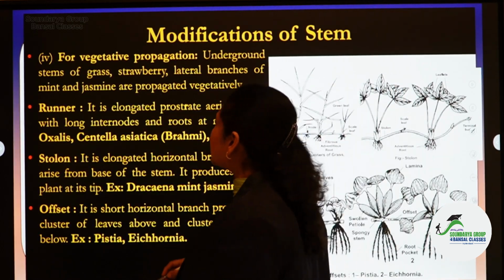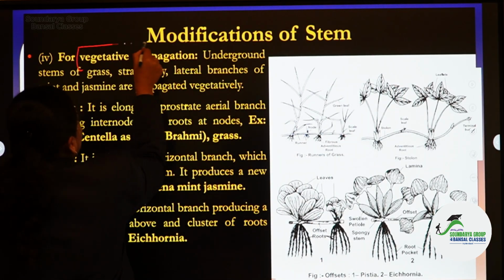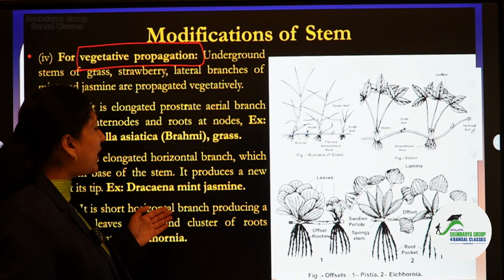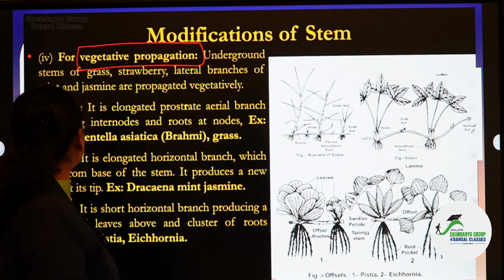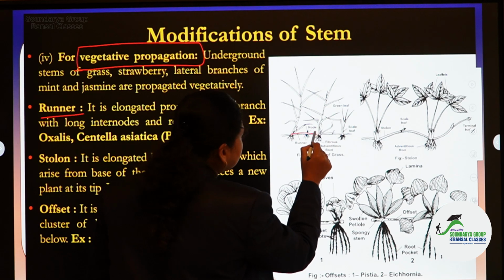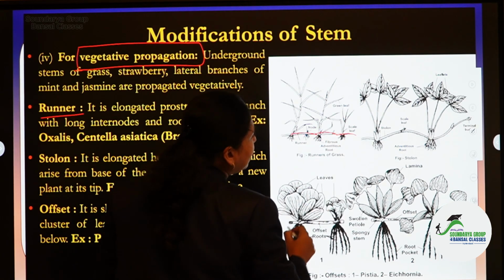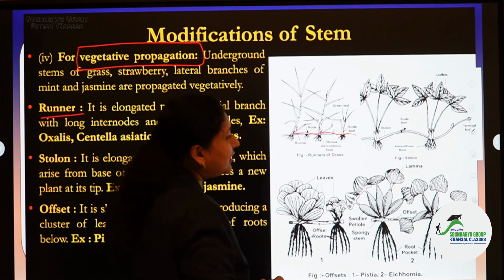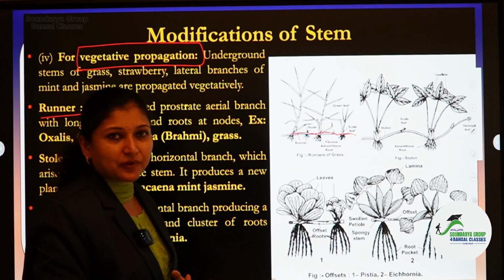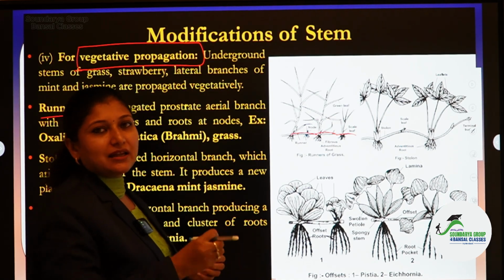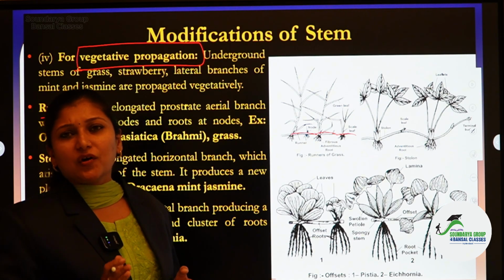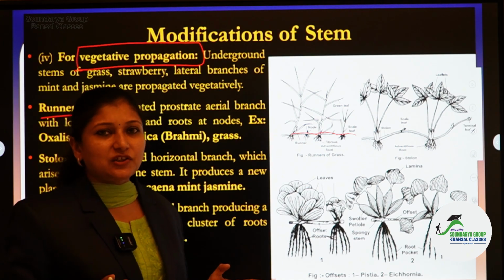Next modification is for vegetative propagation. In vegetative propagation, we have runner, sucker, stolon and offset. Runner. What is a runner? You can see it in grass. One branch moves parallel to the ground, and from that a new grass will start growing. After the death of the previous one, the new one will start growing. This is again from the vegetative part of the plant, not from the reproductive part.